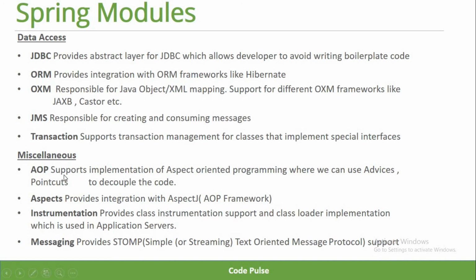And in the miscellaneous section, we have AOP. AOP supports the implementation of aspect-oriented programming, where we can use advices and pointcuts to decouple the code. Aspects provides integration with AspectJ, which is another AOP framework. Instrumentation provides class instrumentation support and class loader implementation, which is used in application servers. Messaging provides STOMP, meaning Simple Text Oriented Messaging Protocol.